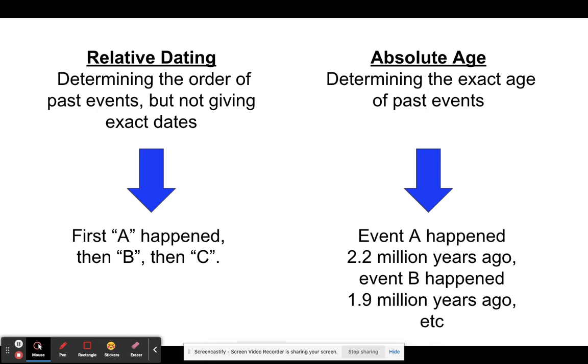Scientists, for example, say that dinosaurs went extinct like 67 million years ago. We don't know if it was March 2nd or November 3rd or the specific year. But we do know that it happened 67 million years ago. And so that is an absolute age.